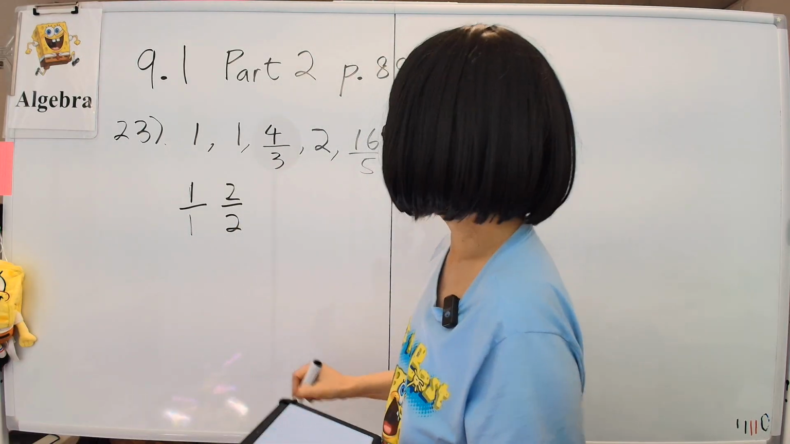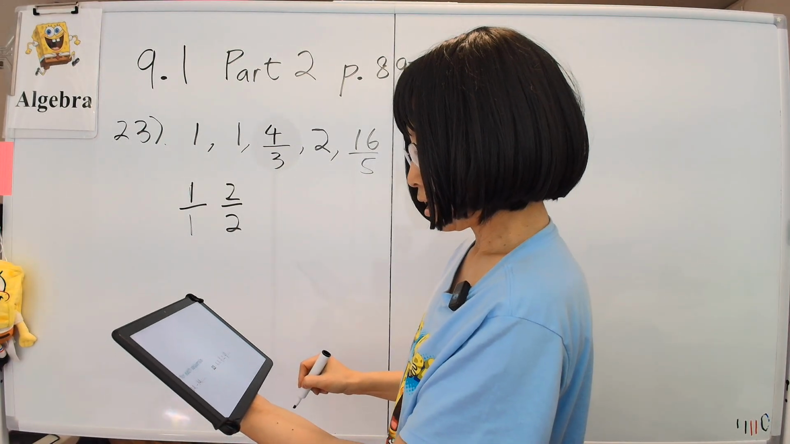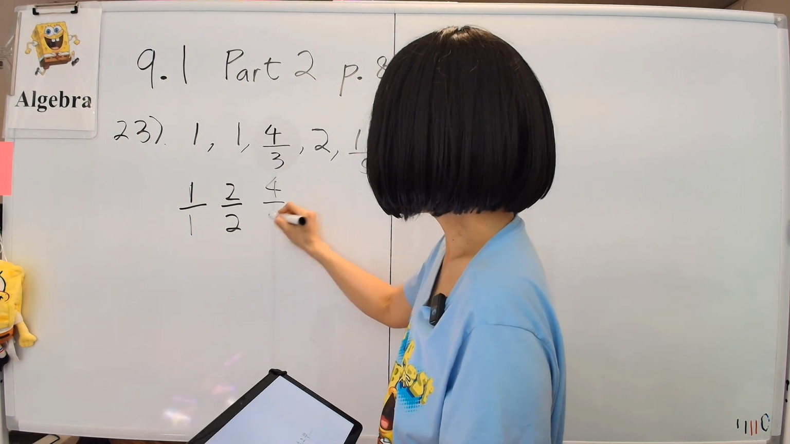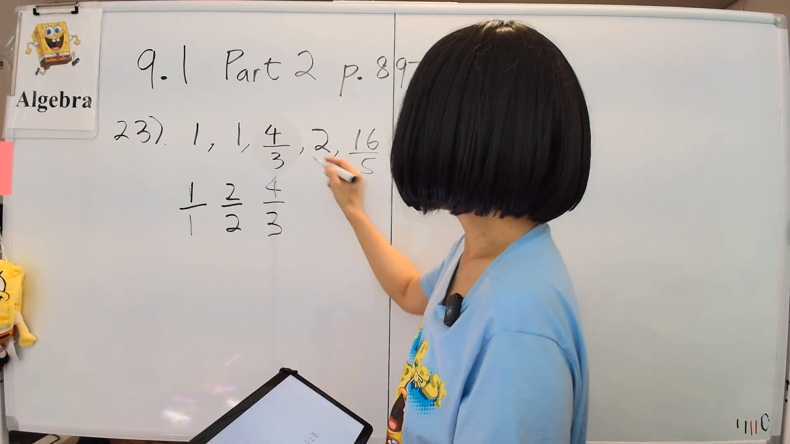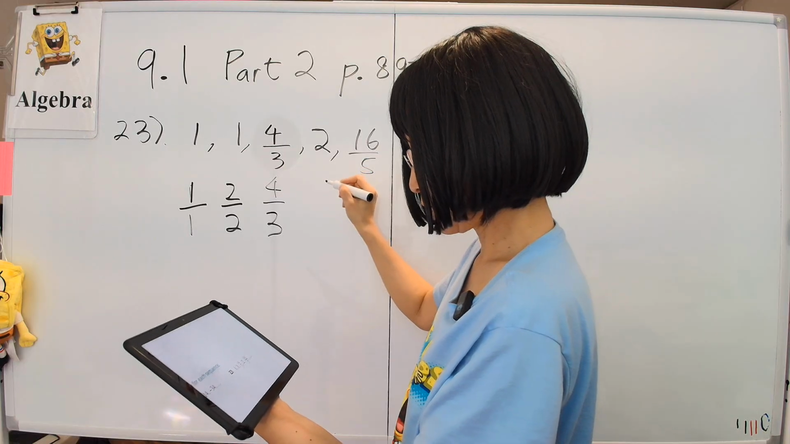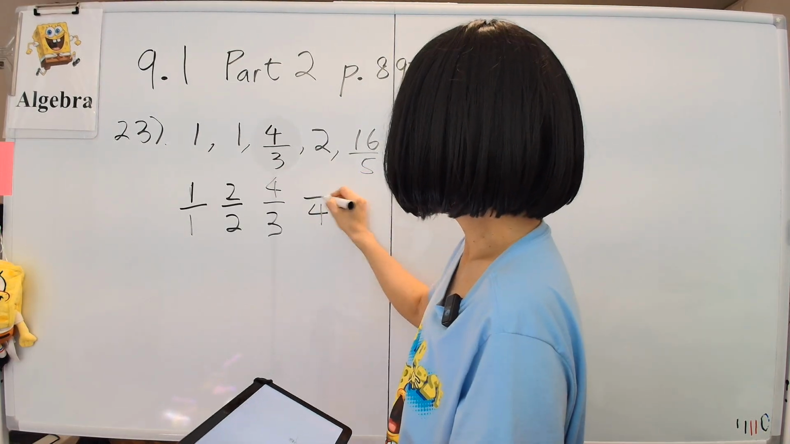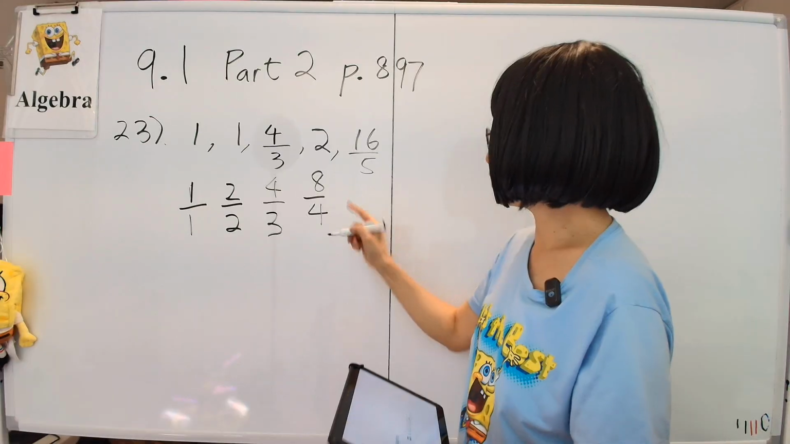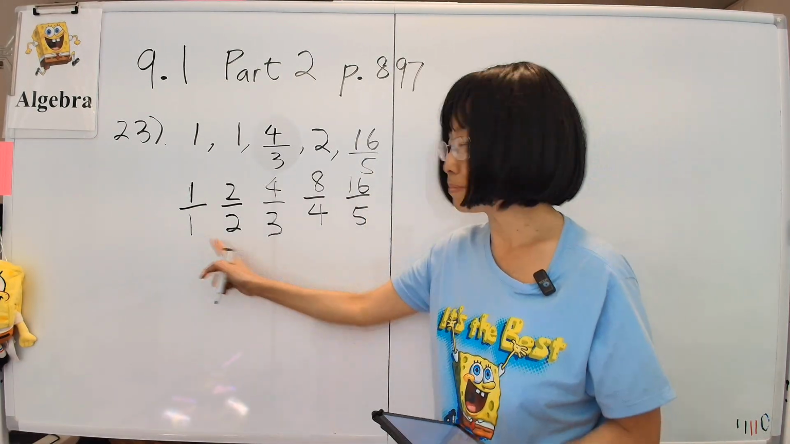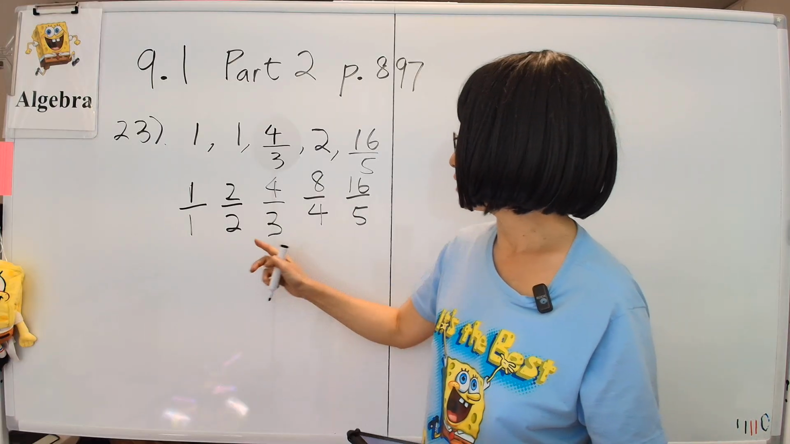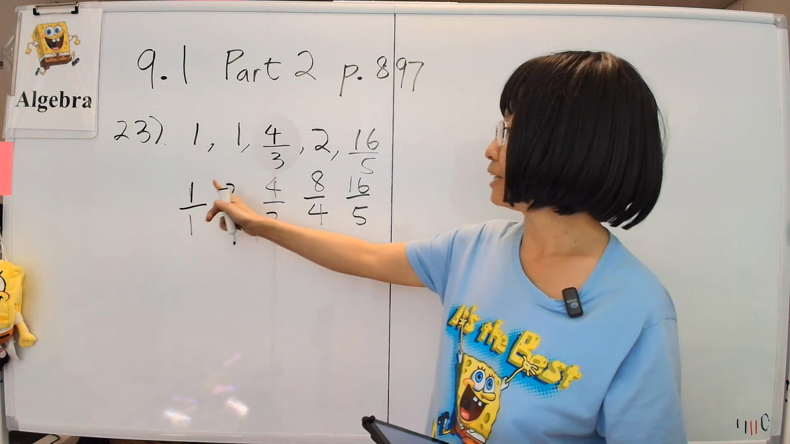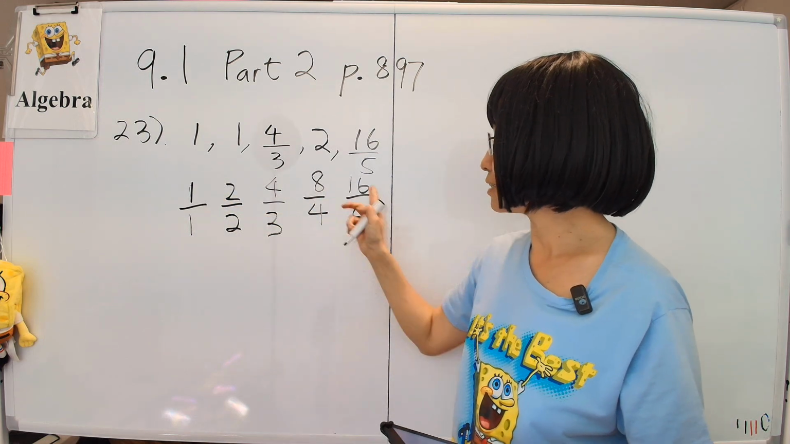And then the third one is 4 over 3. And then the fourth one will be 4 over 8, which is 2, and then 5 over 16. So now you can see a better pattern if it's written like this. That is, the bottom goes 1, 2, 3, 4, 5, and the top is 1, 2, 4, 8, 16.